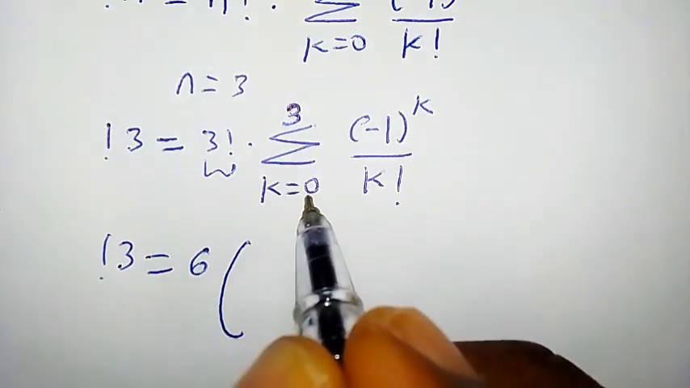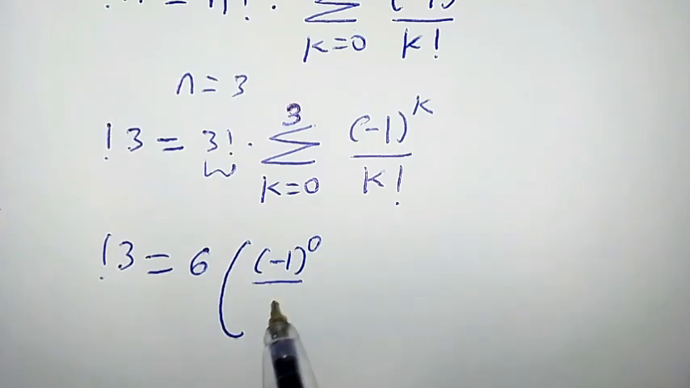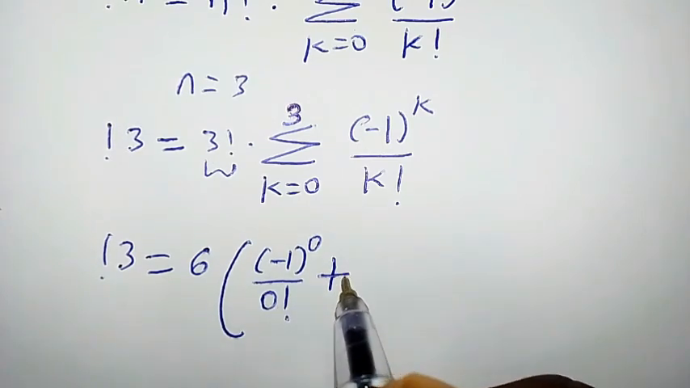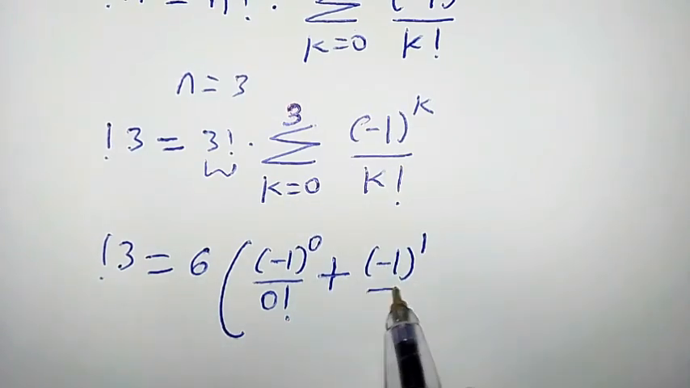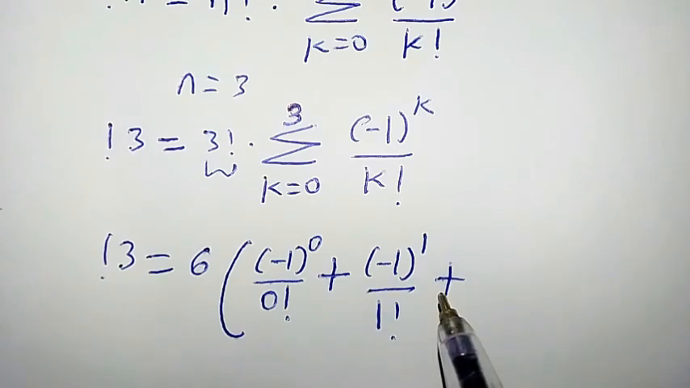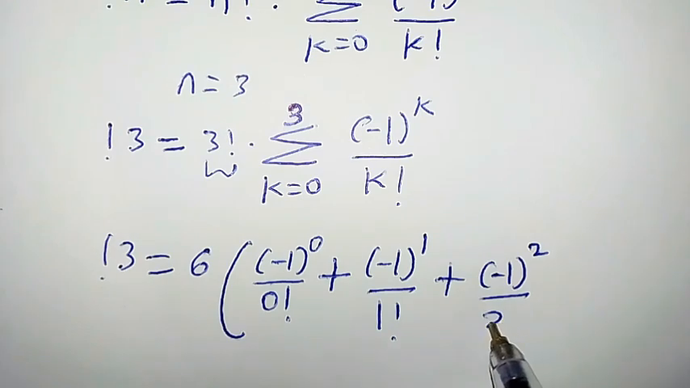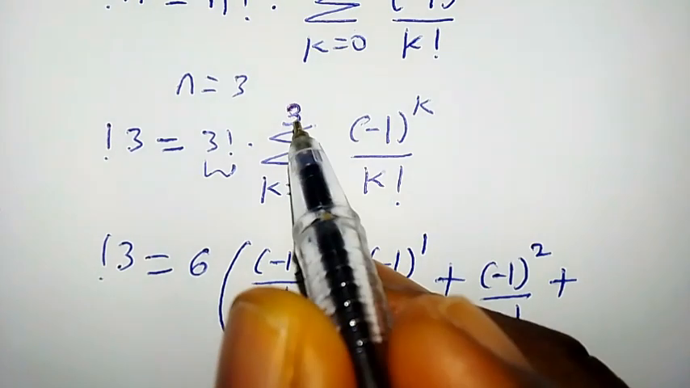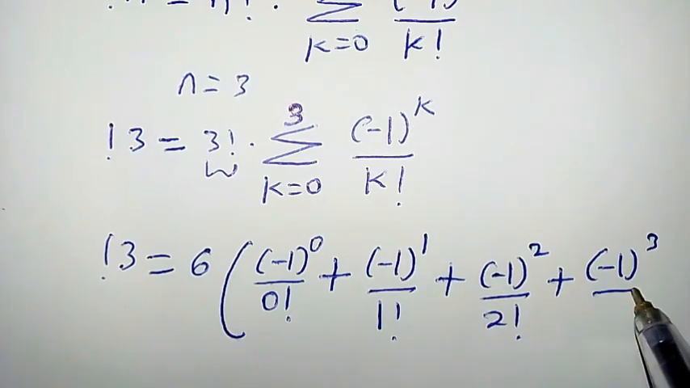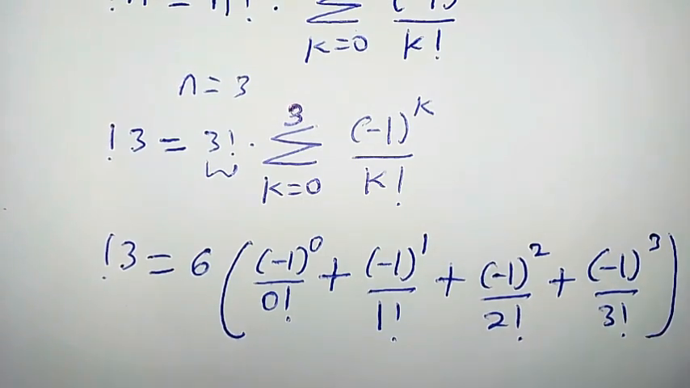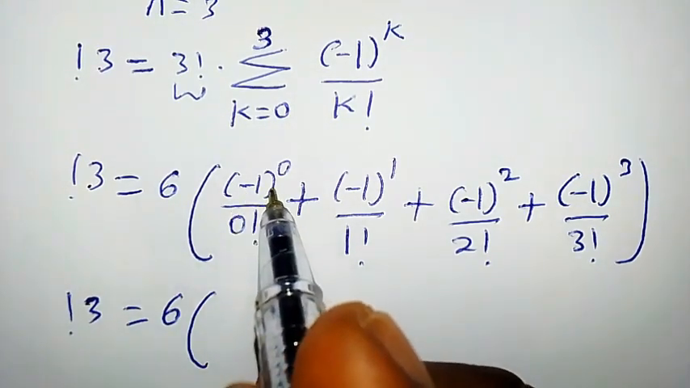So, when k is equal to 0, we are going to have minus 1 to the power of 0 over 0 factorial plus, when k is 1, that will be negative 1 to the power of 1 over 1 factorial plus, when k is 2, we are going to have negative 1 to the power of 2 over 2 factorial plus, the last term, when k is 3, that will be minus 1 to the power of 3 over 3 factorial. Close the bracket.